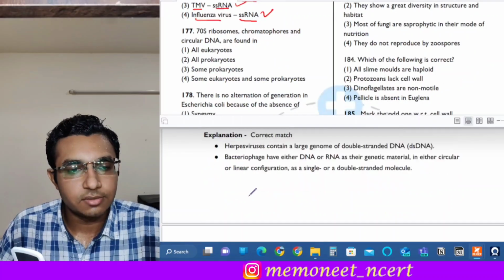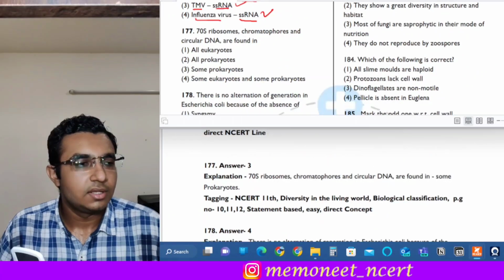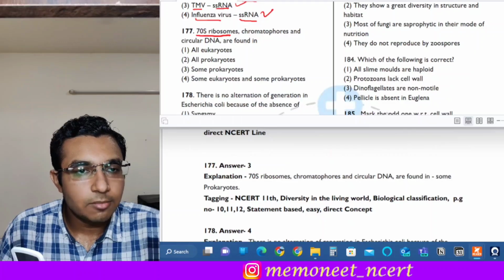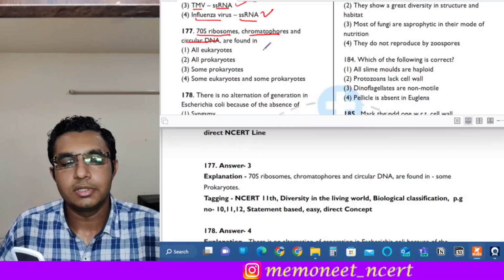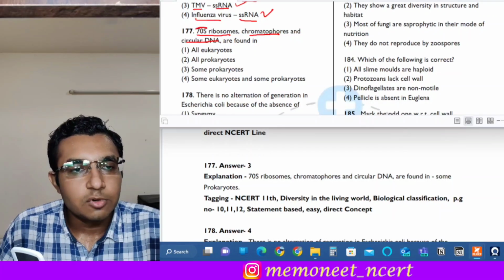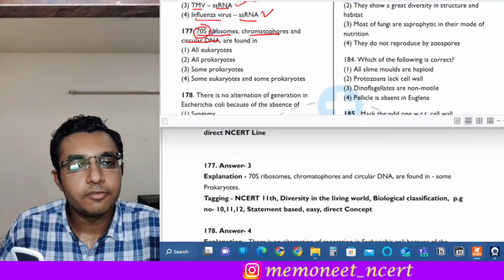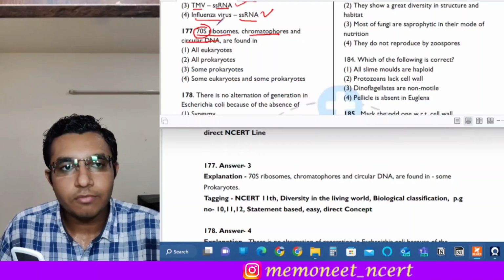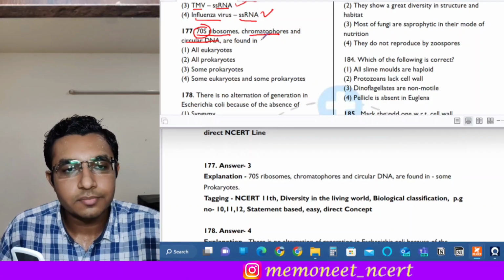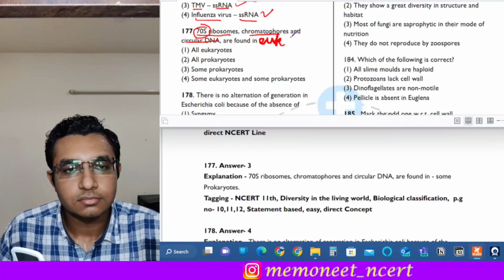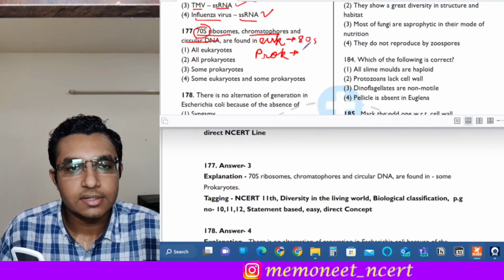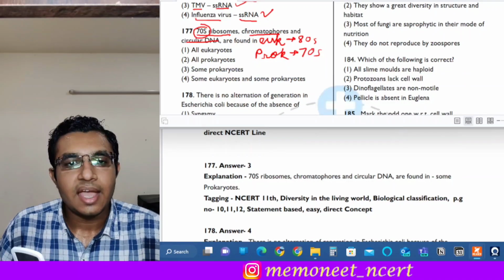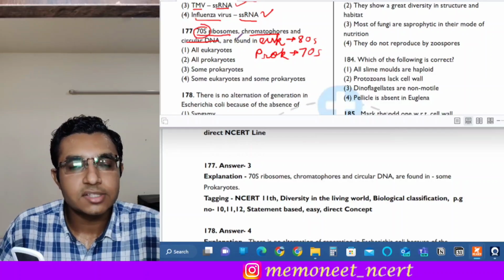The next question is question number 177. It states that 70s ribosomes, chromatophores, and circular DNA are found in dash. Now see, 70s ribosome. Do you see this familiar feature? Yes, this is a feature of prokaryotes. In the eukaryotes there are 80s ribosomes, and in prokaryotes there are 70s ribosomes. And then chromatophores and circular DNA.